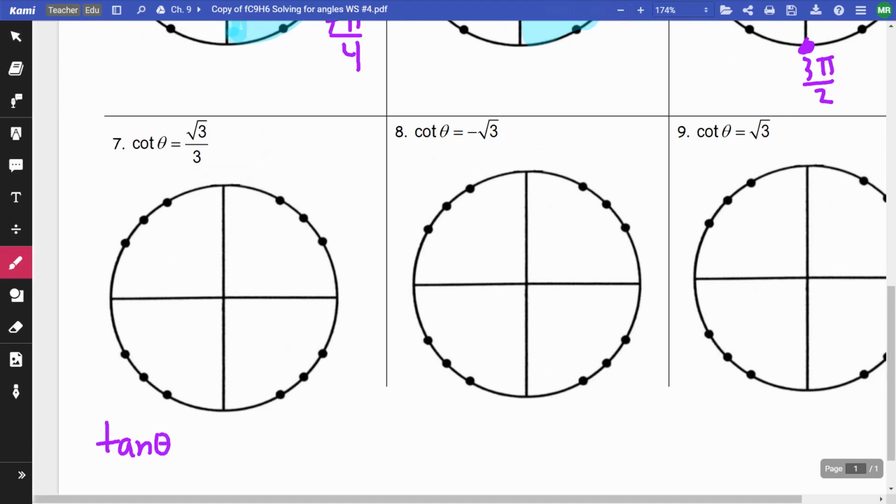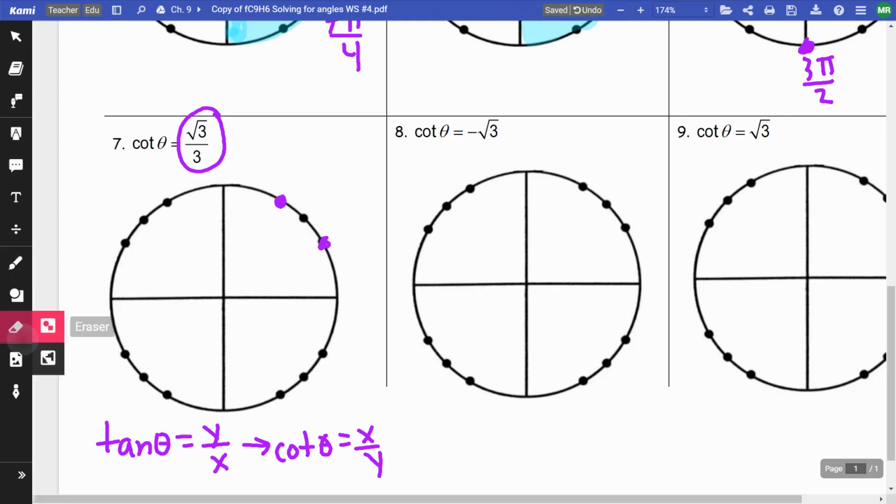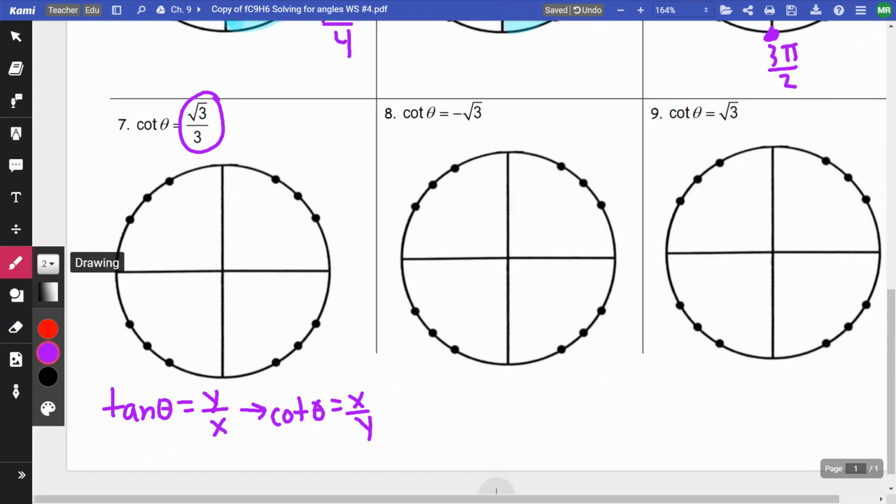Tangent is y over x. So that means your cotangent is x over y. Now, since we ended up with a root 3 over 3, this is going to either be at my pi thirds or my pi sixths, because those are the ones that have a root 3 halves, either as an x or the y. We need to decide if we want our root 3 halves in our numerator or in our denominator. Now, if it's in your numerator, you're not going to have to rationalize.